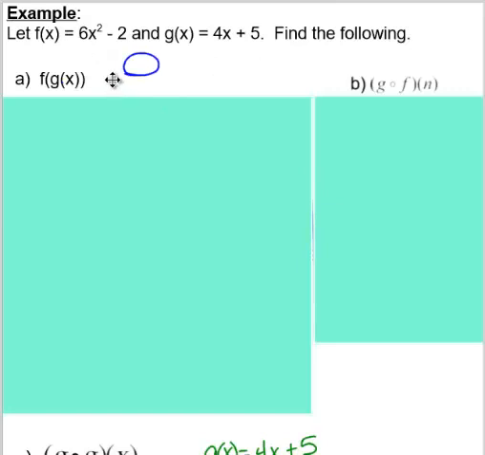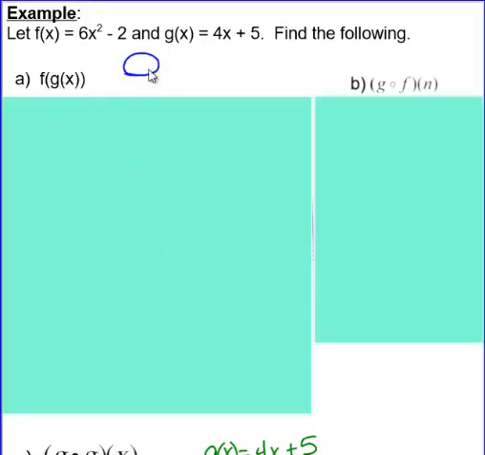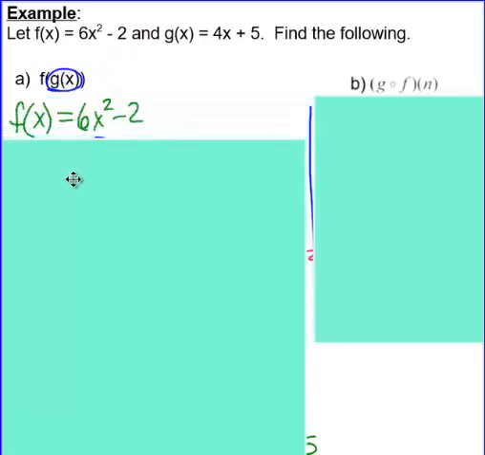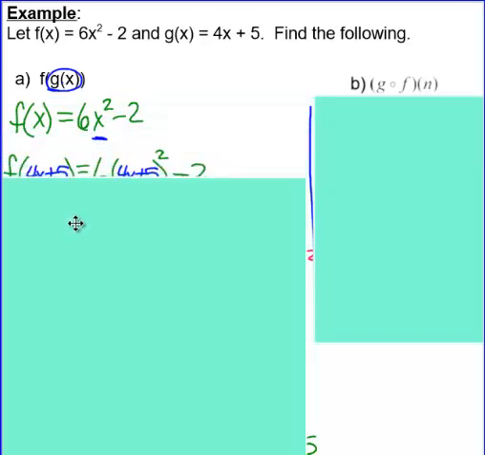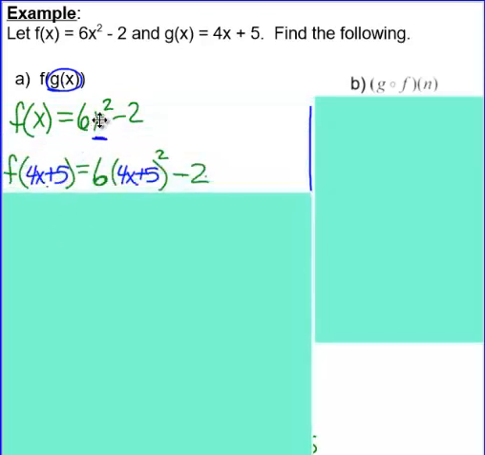So here I have f of x equals 6x squared minus 2 and g of x equals 4x plus 5. And then we're going to find each of the following. So here I have f of g of x. So that means I'm going to replace the g of x expression inside the f of x. Okay, so I'm looking for the g of x, and I'm going to put it inside the f of x. So there's the f of x. And then in blue, I'm going to replace the x here with the g of x expression. So I put the g of x inside the f of x, where the x was.